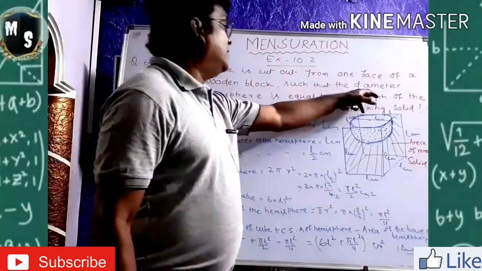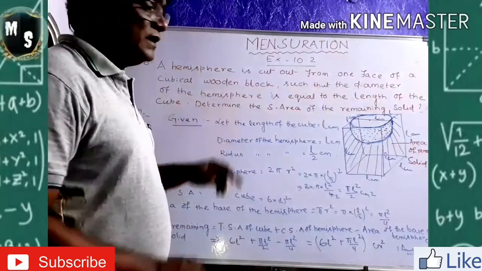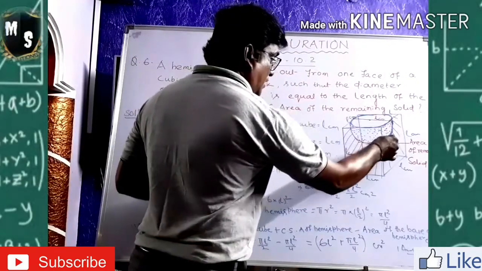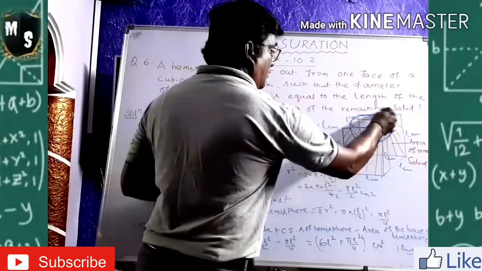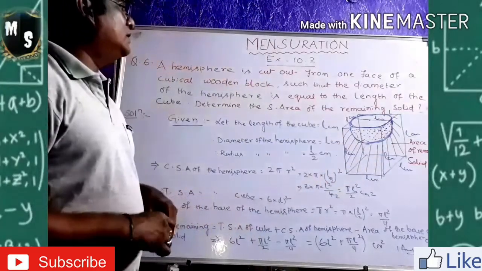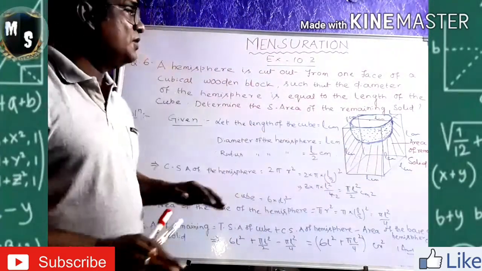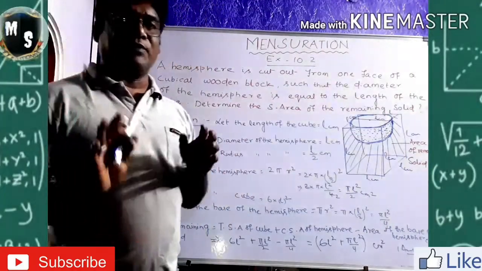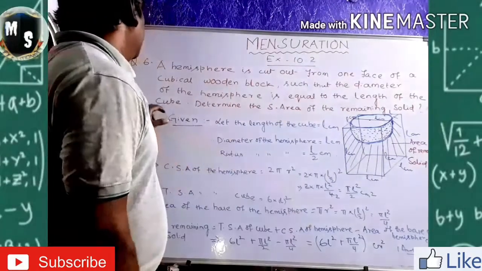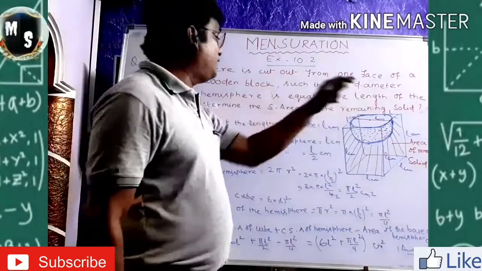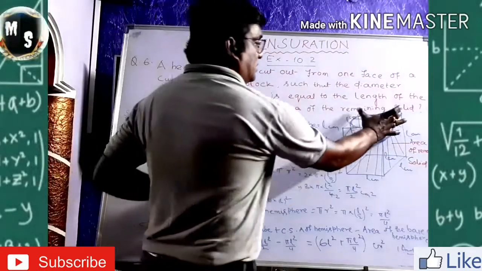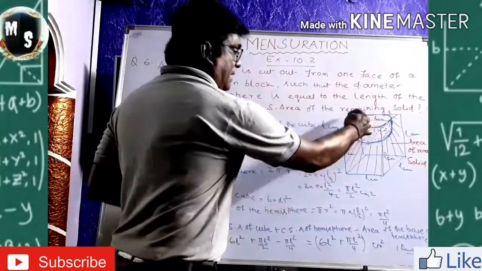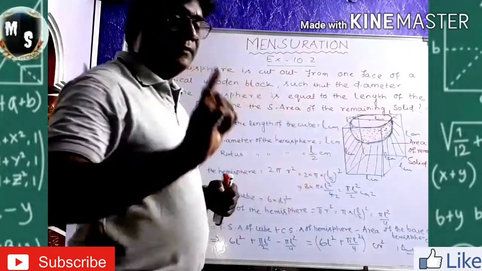Such that the diameter of the hemisphere, what is it said? The diameter of the hemisphere. So this hemisphere is going to be cut from the cube. I already gave you, in my last video, this type of combination solid figures and also the formulas related to that. I hope you understood those formulas. Now he said the diameter of the hemisphere is equal to the length of the cube. So what is the length? This is the length. The length will be L. So this is the diameter, the diameter of the hemisphere, is L.